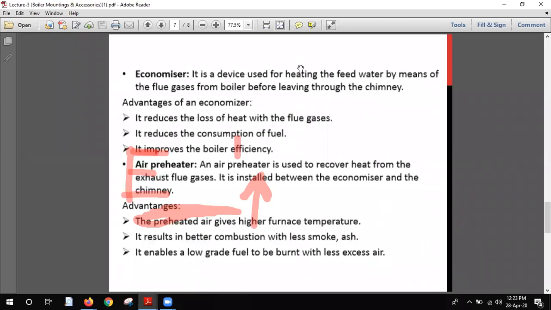So you can see from that, the economizer is a device used for heating the feed water by means of flue gas from the boiler before leaving the chimney, because it reduces the loss of heat. Because if we release that heat into the environment, we are losing that heat. So it reduces the consumption of fuel, because the water has already gained a certain amount of heat, so it requires less fuel, and it improves the boiler efficiency.